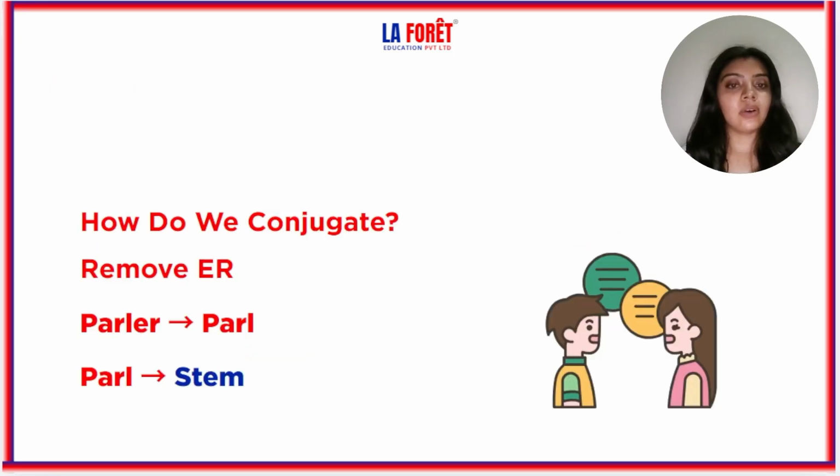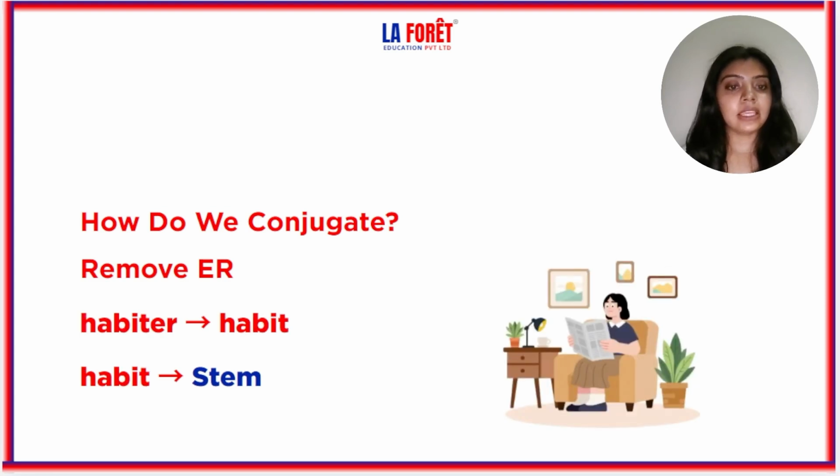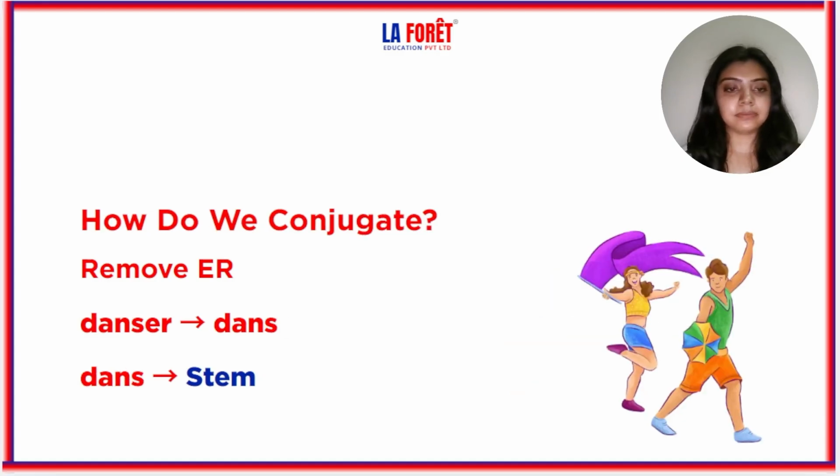Yes. Now let's see how to conjugate this. So first of all, you have to remove ER, and then there will be the stem, which is the base. See here, parler, in parler we have cut ER, we have removed ER, and then parl is the base, or you can say stem. And aimer, ER we have cut, then aim is the base or stem. In habiter, ER we have cut, then habit, and it is a stem. Now next see here, danser. In this also we have cut ER and then dans is the stem.